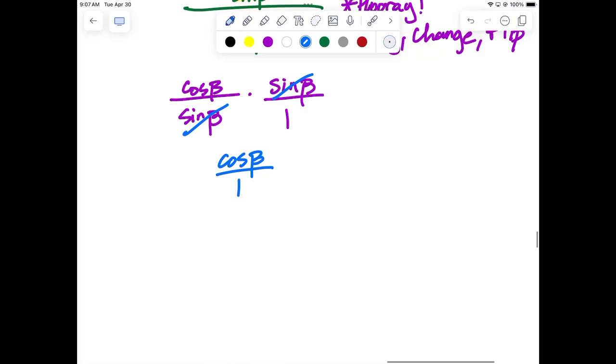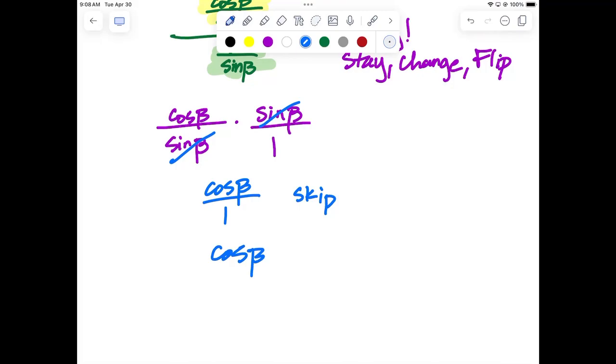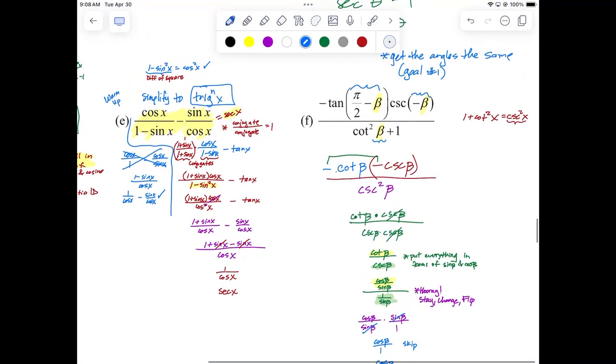What's anything divided by 1? Cosine. You could skip that step if you want. Cosine of beta over 1. You could skip this step. We're left with cosine of beta. Are we done? Yep. That whole thing up there is equal to cosine of beta. That's a new identity. Do you want to memorize that identity? No.